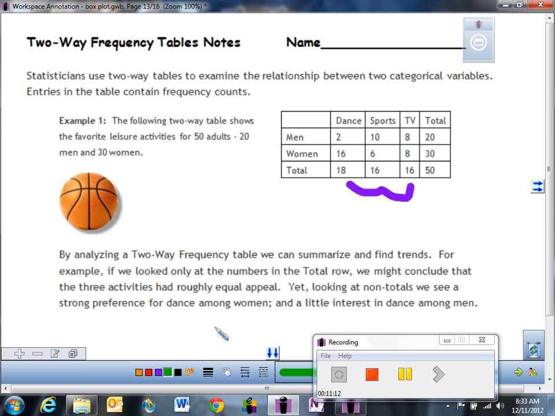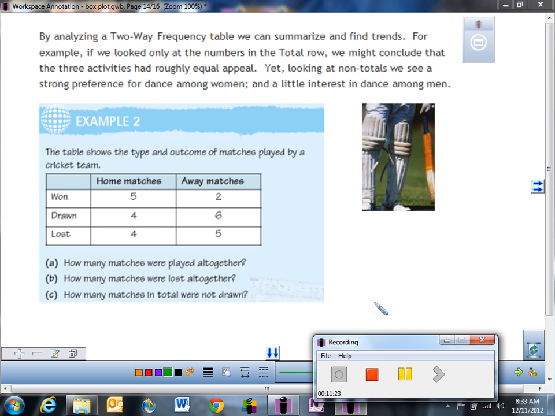Yet, looking at the non-totals, we see a strong preference for dance among women, so 2 compared to 16, and little interest for dance among men, so that would be the 2. By analyzing a two-way frequency table, we can summarize and find trends.